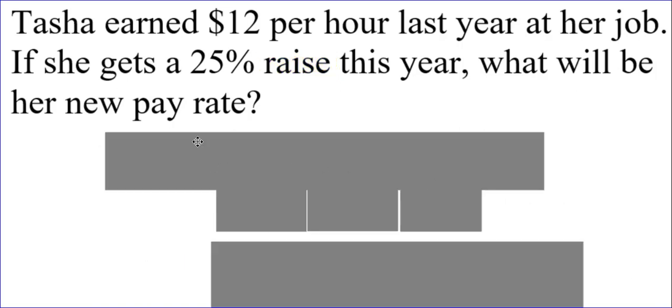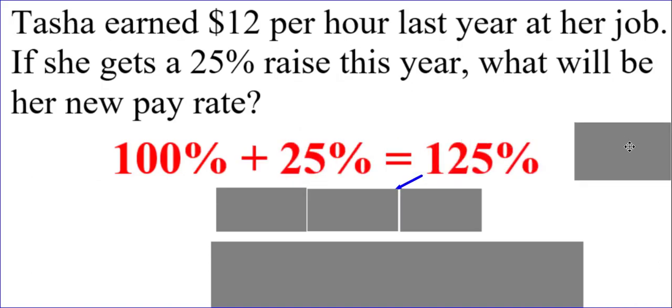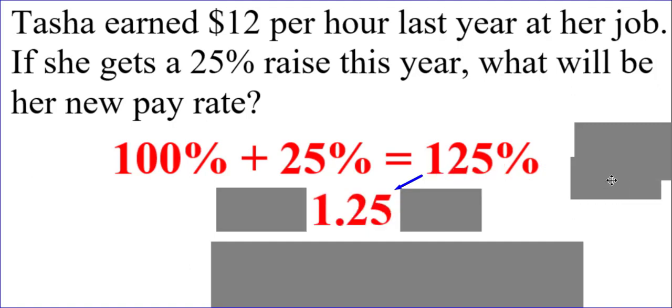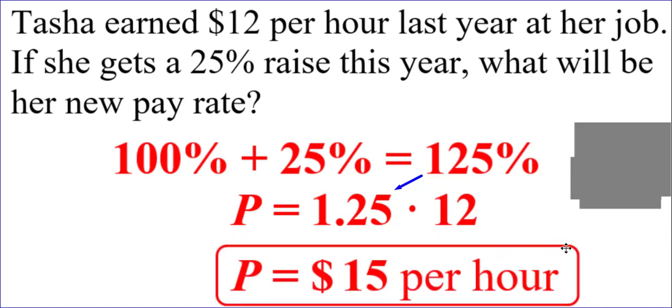So let's go ahead and do that. 25% raise. She's now going to make 125% of what she used to make. Again, a raise is an increase. That's why we added to 100%. Put that percent in decimal form. Take it times the old pay rate of $12 per hour. That's going to equal the unknown new pay rate. And you can pick any variable you want over there. Use your calculator. She is now going to make $15 per hour.